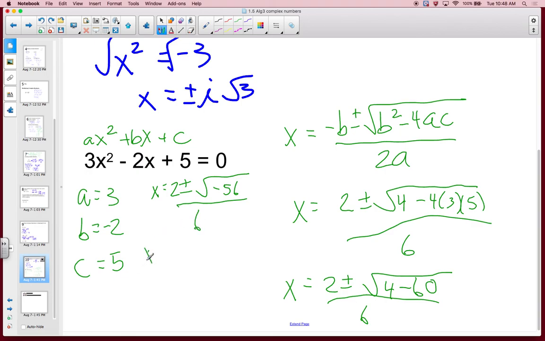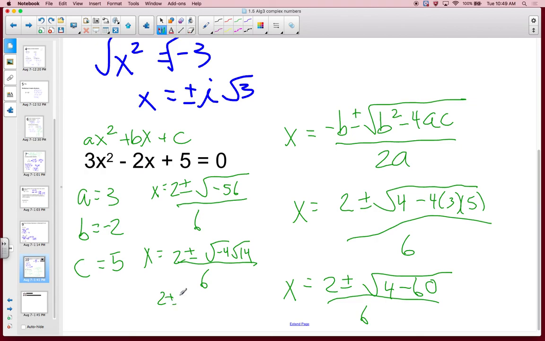all over 6. I'm going to take out my i here. So I have 2 plus or minus. I need to simplify the 56. So 4 goes into 56. So I'm going to write this as the square root of negative 4, square root of 14, because negative 4 times 14 is 56. Okay. And that is all over 6.